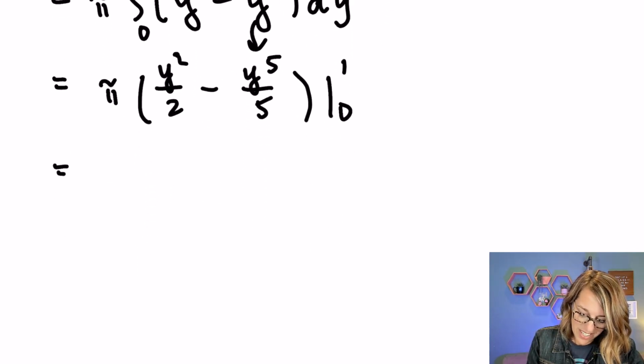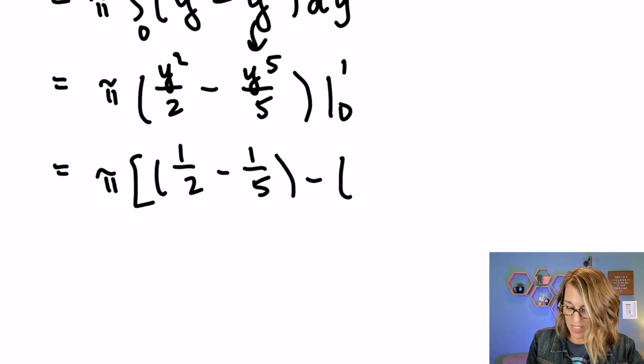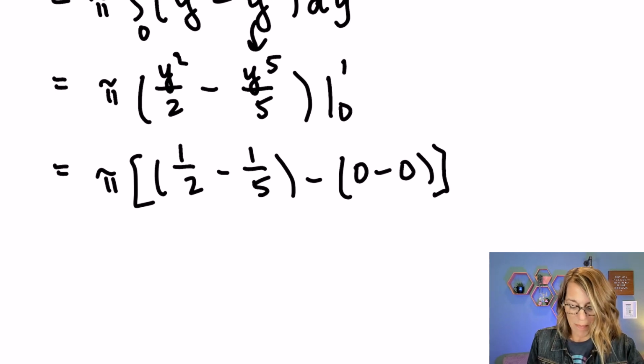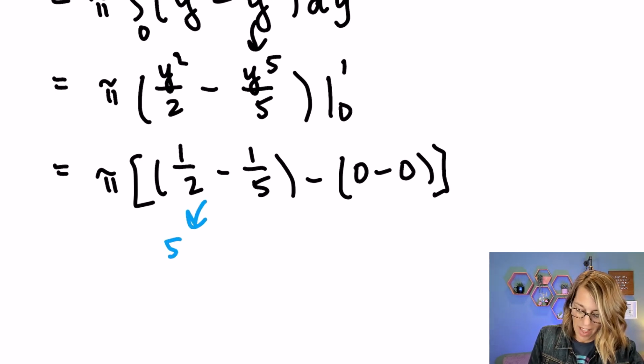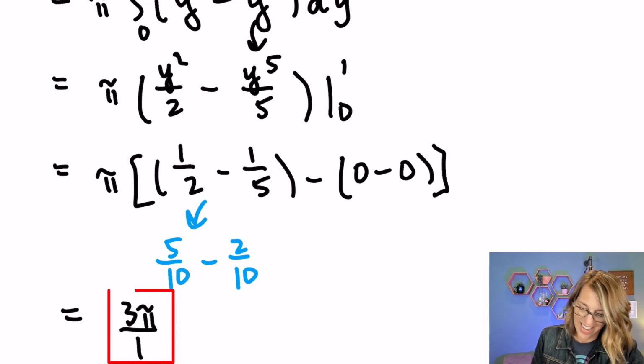So as I put this in, I get 1 over 2 minus 1 over 5 minus, and putting zeros in just gives me zeros. So all I've got left to do is that 1/2 minus 1/5. Using a common denominator, that turns out to be 5/10 minus 2/10. And we get our final answer of 3 pi tenths.